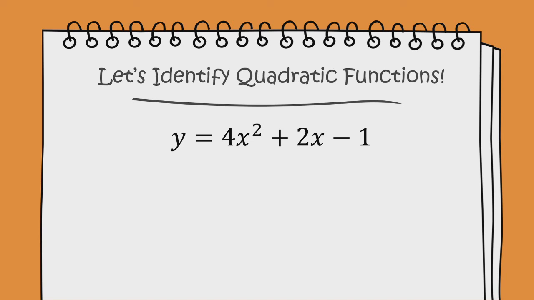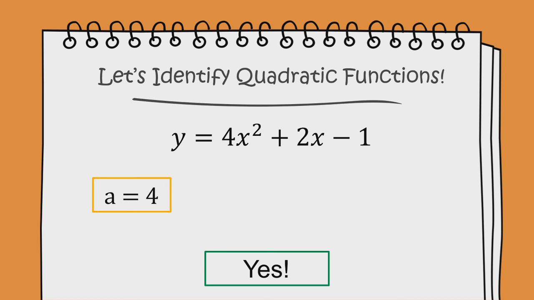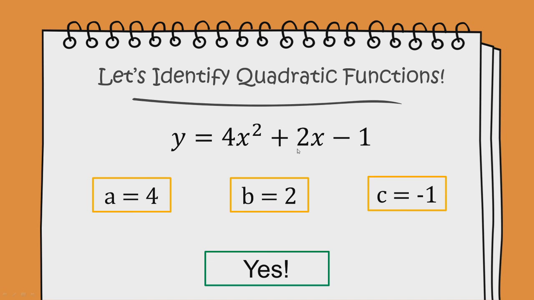Given y equals 4x squared plus 2x minus 1, is this a quadratic function? Yes, it is a quadratic function. And it is in the general form, kagaya ng nasa definition natin. So in this quadratic function, we have the coefficient a equal to 4, and then we have coefficient b equal to 2, and coefficient c, which is the constant, is equal to negative 1.